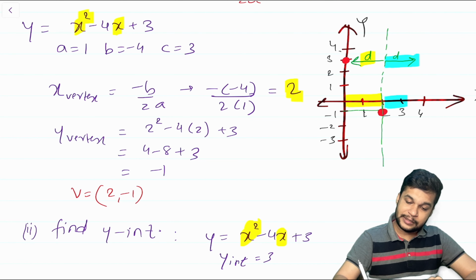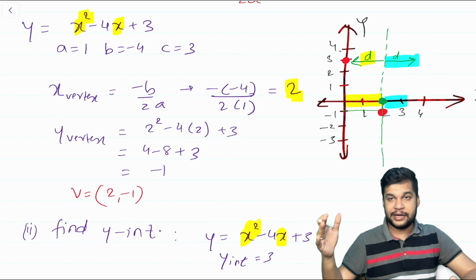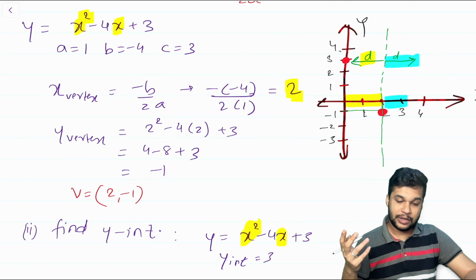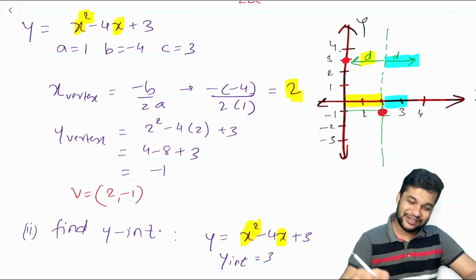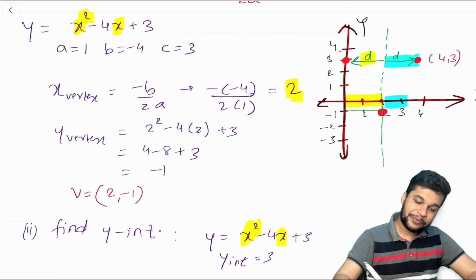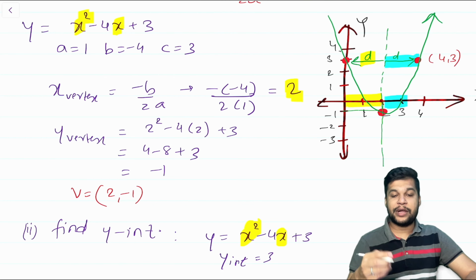What I mean to say is this point over here is 2 comma 0. So you go towards the right of 2 by 2 units. So 2 plus 2, 4. I hope you understood. If not, please comment in the comment section. So I get one more point, which will be 4 comma 3, and then you just join the points. So the graph will look something like this. Okay, and that's how you get the quadratic curve.